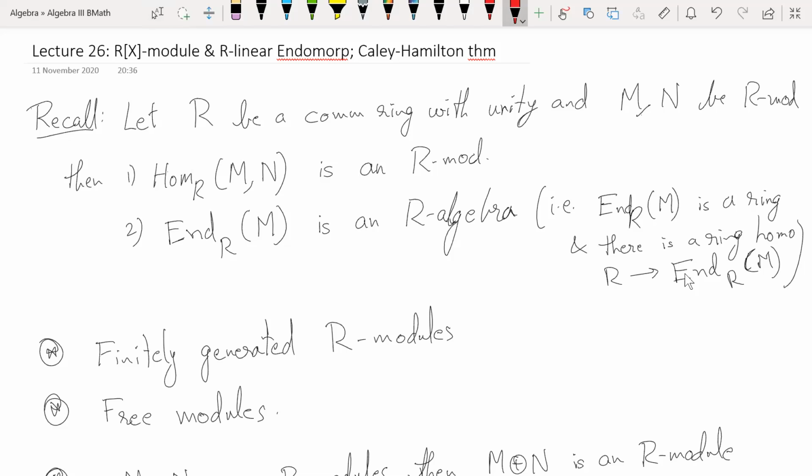In fact, it's an R algebra, which means that it's a ring, and there is a ring homomorphism from R to End_R(M). We didn't show this ring homomorphism, but I can tell you what this is. So here R will go to, what should it be?